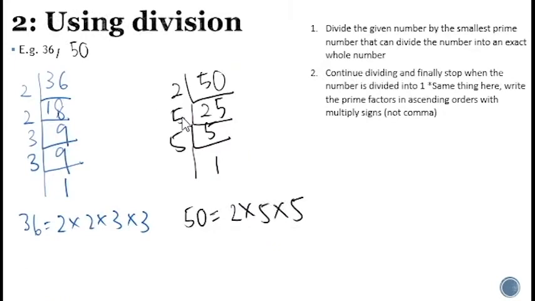Second way is using division. Divide the given number by the smallest prime number that can divide the number into an exact whole number. Basically, it means divide by the smallest prime factor. Continue dividing and finally stop when the number is divided into 1. Same thing here, write the prime factors in ascending order with multiply signs, not commas.